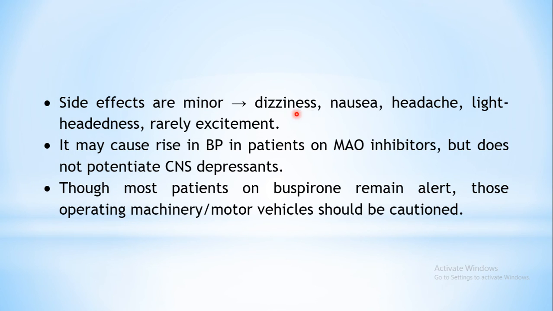Coming to the side effects, these are also mild. Side effects include dizziness, nausea, a vomiting-like sensation, headache, lightheadedness, and rarely excitement may be produced. Apart from that, a rise in BP may be seen, specifically in those given MAO inhibitors. Potentiation of CNS depressants does not take place. Even if you give it along with a CNS depressant, no interaction is seen.